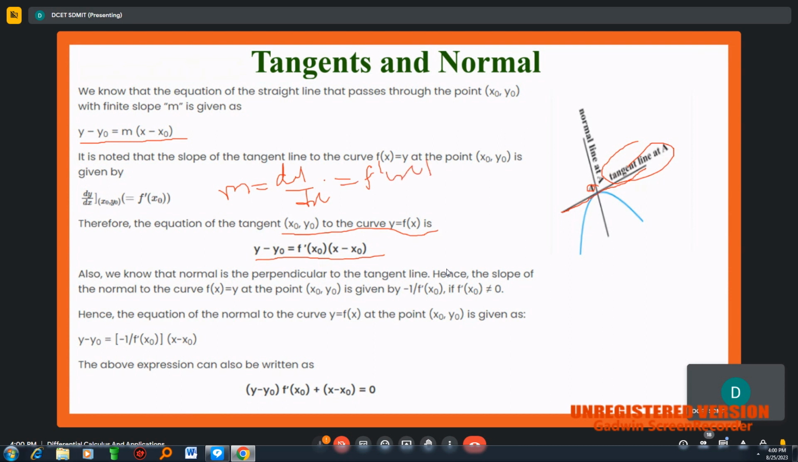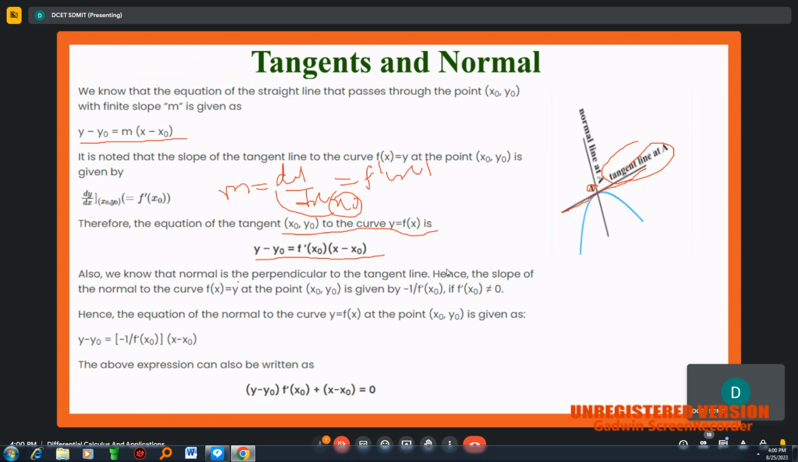f dash of x means m is dy by dx at the point x naught. Therefore, the equation of the tangent is y minus y naught is equal to m into x minus x naught.